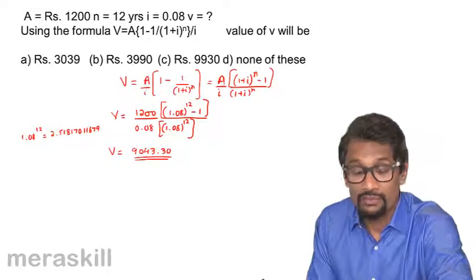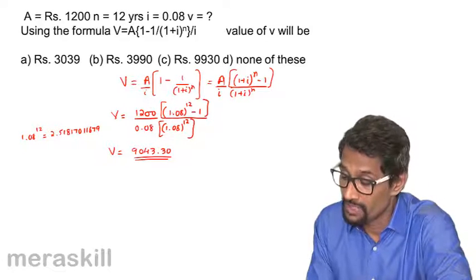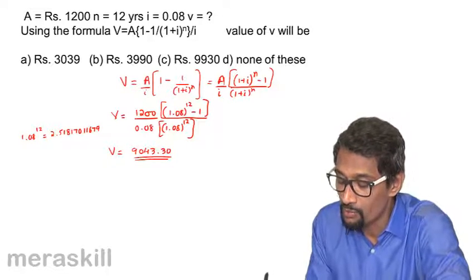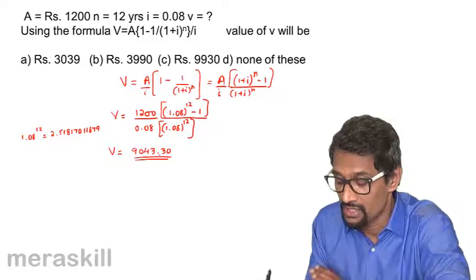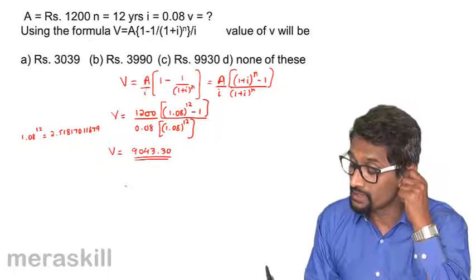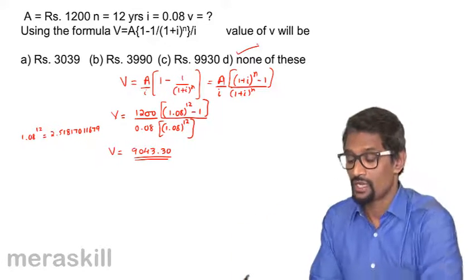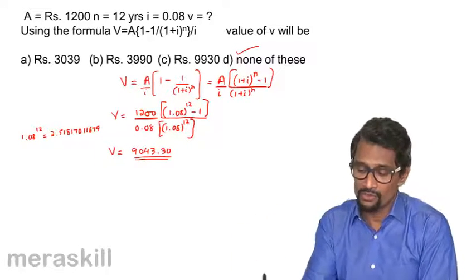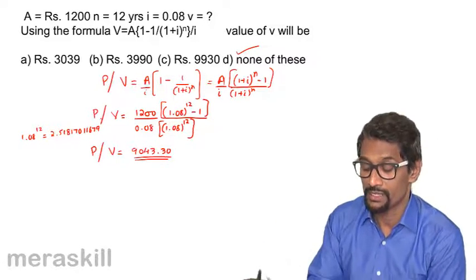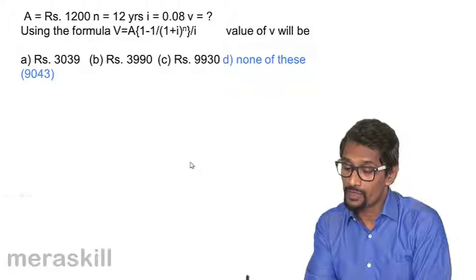So what does it actually mean? Depositing 1200 over a period of 12 years is amounting to having 9,043.30 rupees with you right now. That is the net value of all these deposits with reference to the current time framework. Among these options, it has to be none of these. So that is the present value. This V is what we have been calling present value, right? Okay, let's check. All right, fine.